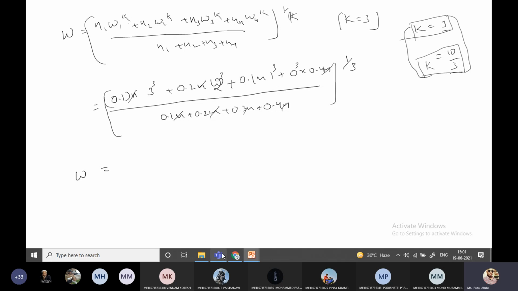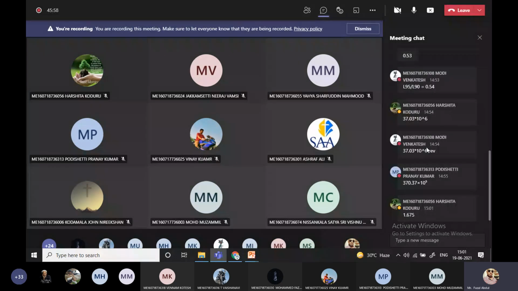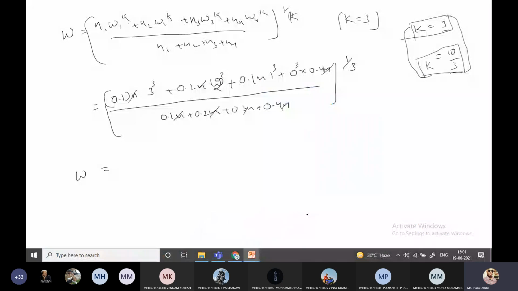What is the equivalent radial load value? 1.675. Very good. 1.675 kilonewtons, the unit itself is kilonewtons. Okay, now from the relation, life of the bearing equals (C by W) power K into 10 to the power of 6. With this, the question is asking to calculate the dynamic load rating for the bearing.